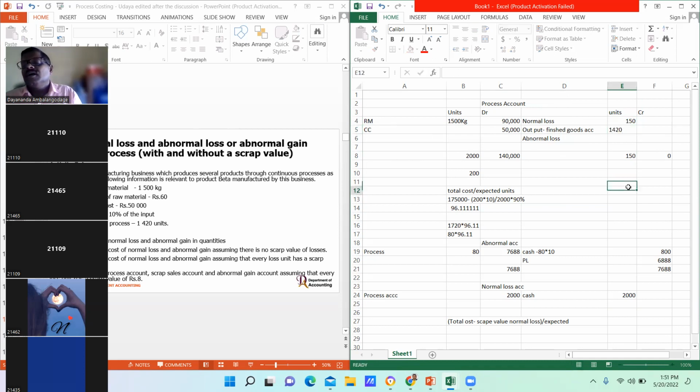1420 is the output. Now you see that here, even though it is the total, okay. Now you will understand there is an imbalance between the input column and the output column.